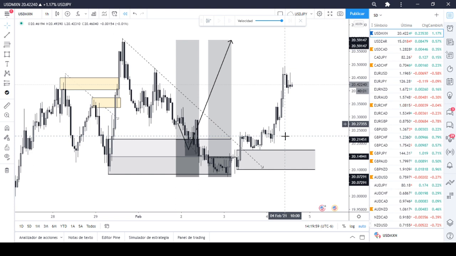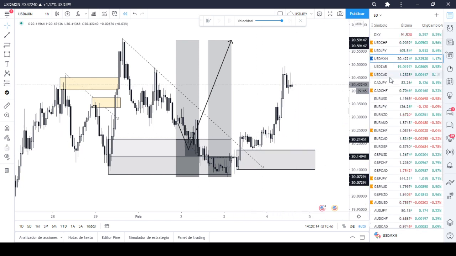I don't like taking CPs. Sometimes they work. Sometimes they just look for the origin of the zones. But that's why I always send the very last level created. So that's basically my trading plan.